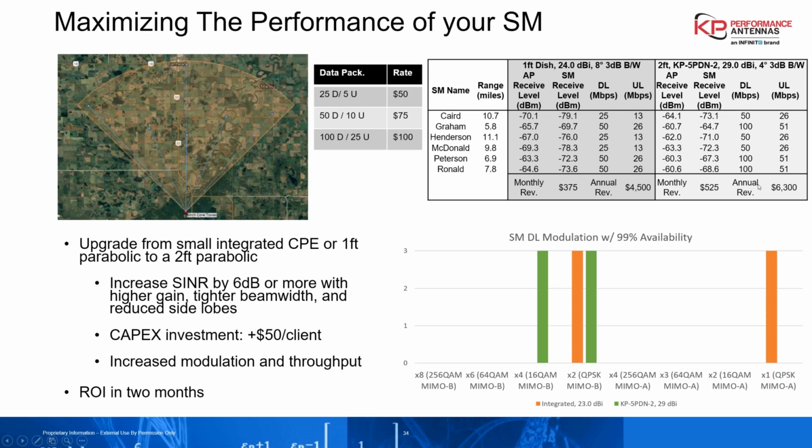And so now you're making $525 a month, $6,300 a year, just off these 6 clients. And that's going to allow you to recoup that extra CapEx investments very rapidly. So just from upgrading from the integrated CP with a 23 dBi going to a KP 2-foot dish 29 dBi, you're going to get your return on the investment just from these 6 clients in 2 months. And then everything else is gravy. And you're also going to have that very highly dependable solution moving forward.